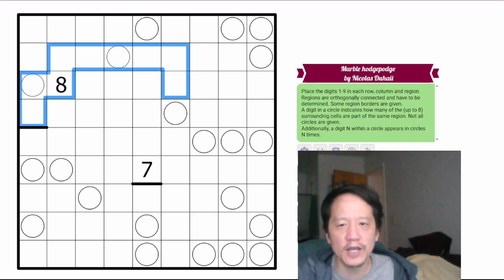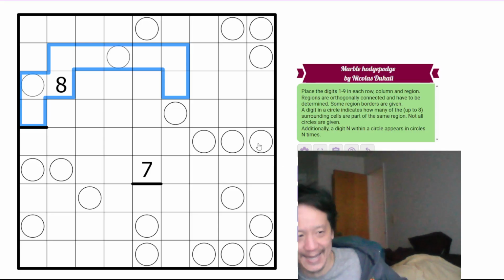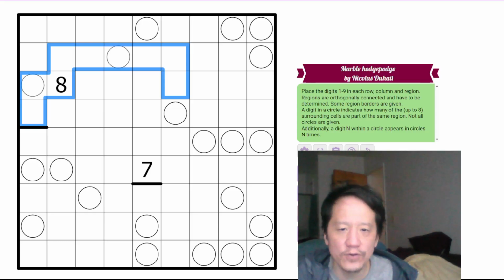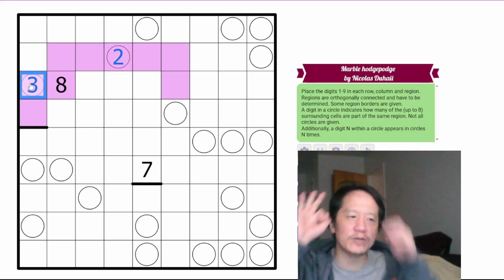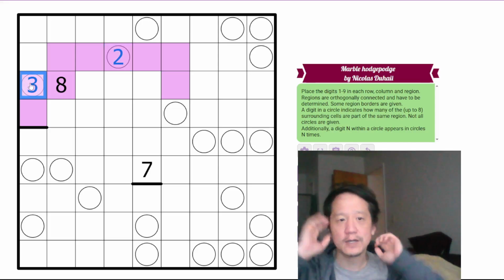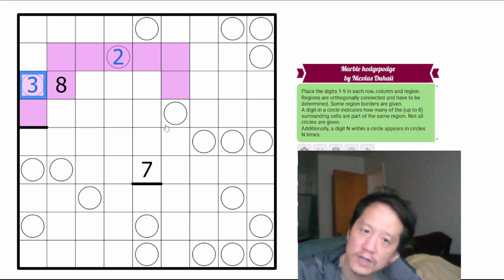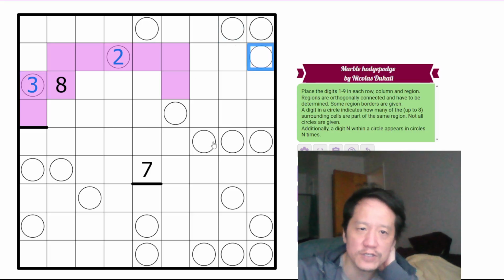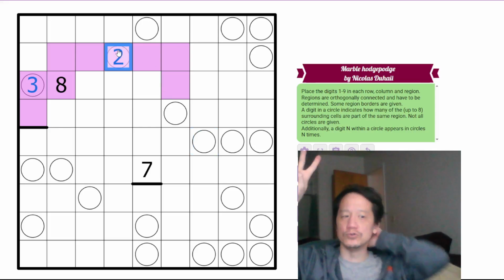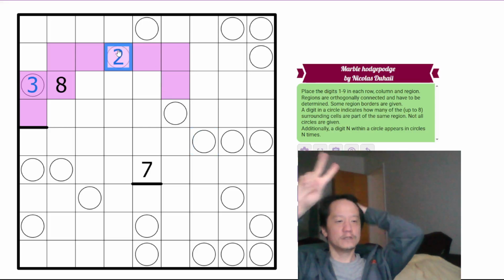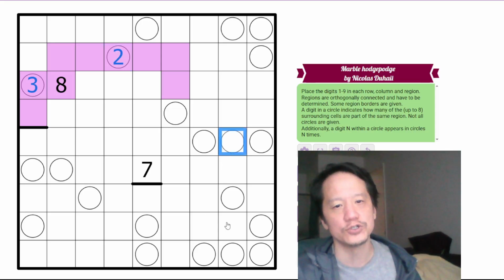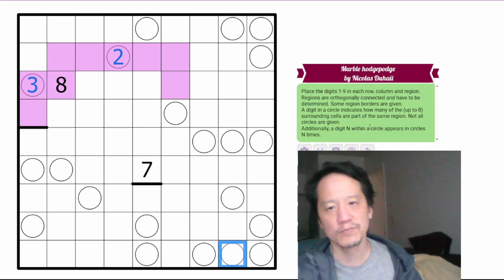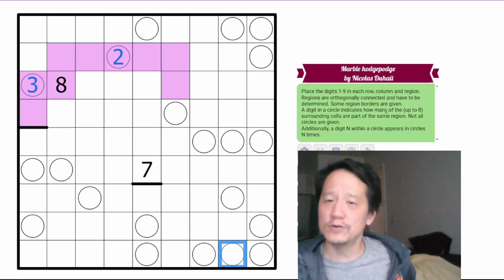Additionally, a digit n within a circle appears in circles n times. So if you had, say, a 3 and a 2 here, there would have to be 3 3s appearing in circles. So you would have to have 2 other 3s in these circles. There would have to be 2 2s in the circles, and that includes this one, obviously. So there would have to be 1 other 2 in the remaining circles. And those are all the rules.